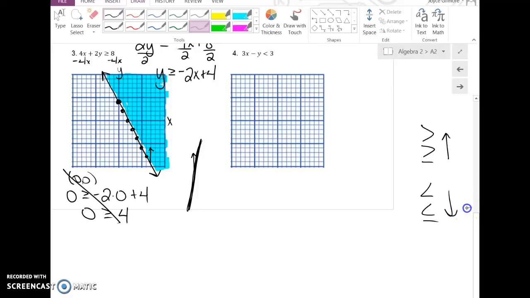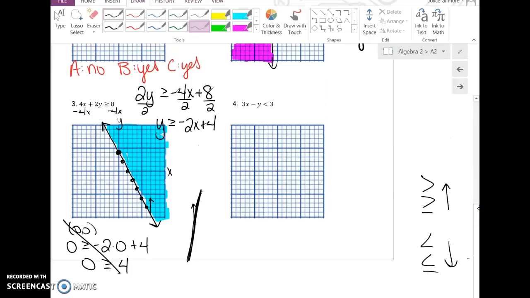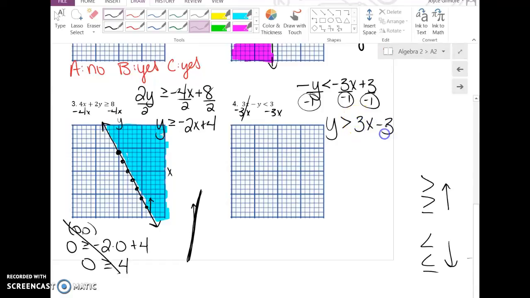Number 4. Let's try number 4. First, to get it into slope-intercept form, we need to subtract 3x on both sides. What does that leave us with? Negative y is less than negative 3x plus 3. How do you get rid of that negative in front of the y? Divide by negative 1, and because we divided by a negative, we switch the sign. Y is greater than positive 3x minus 3.